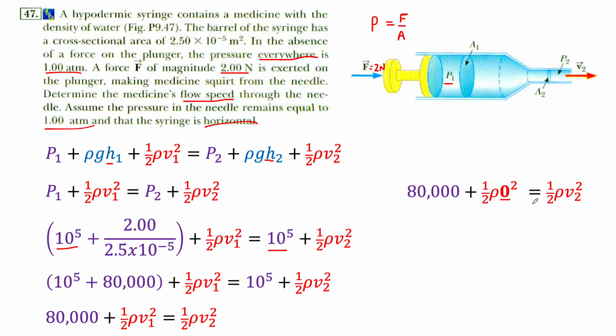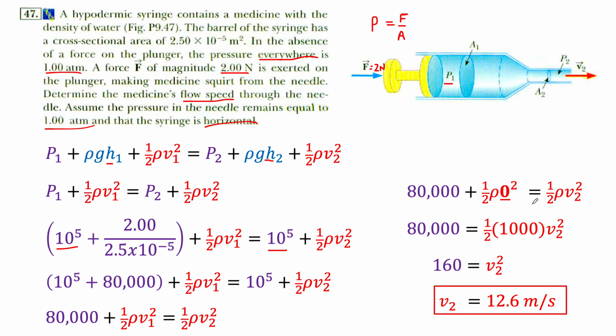If we do that, we can eliminate that term, and we simply end up with this. 80,000 equals 1/2 the density times V2 squared. Density, again, is that of water, 1,000. Simplifying it down, dividing both sides by 500, we get 160 equals V2 squared. And if you take the square root of that, we'll discover that V2 is about 12.6 meters per second.